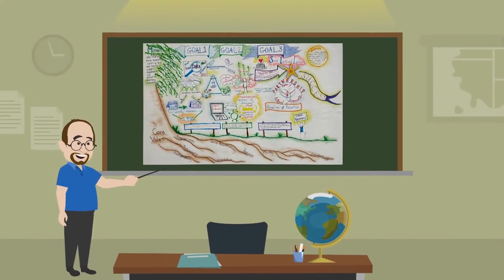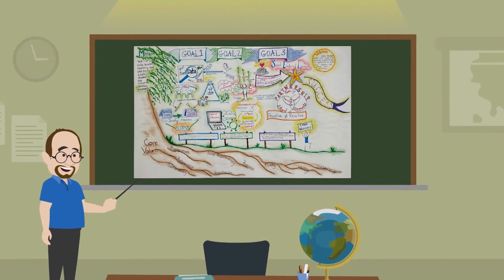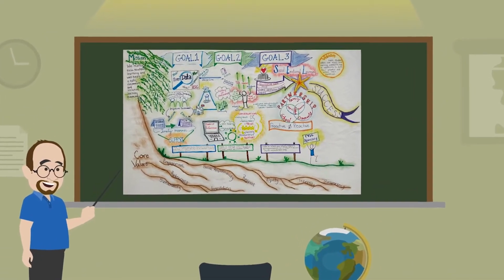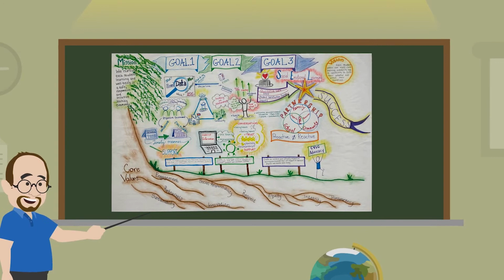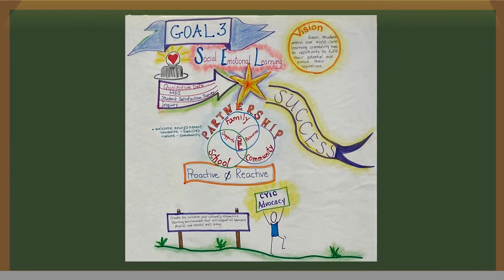SEL is the third goal in the Greater Victoria District Strategic Plan, highlighting its importance as a protective factor for mental wellness. This video resource was created to support goal number 3 by inspiring conversations and practices that create thriving school communities.